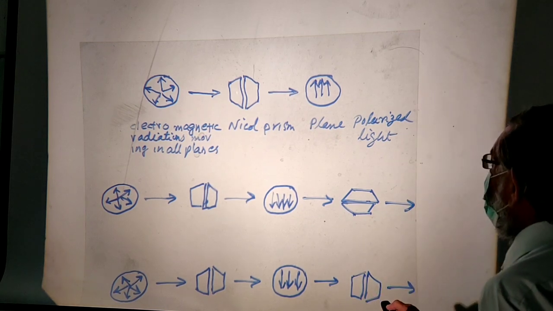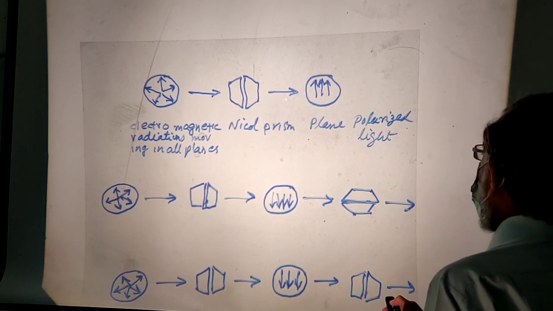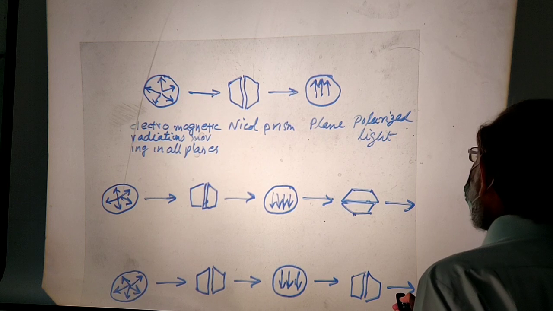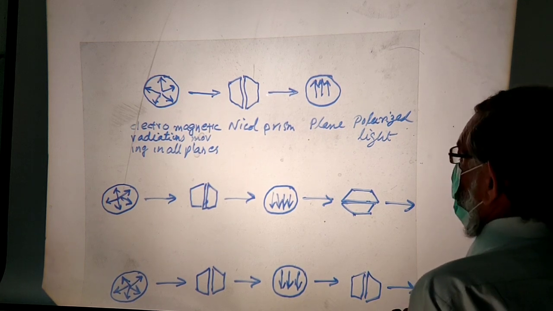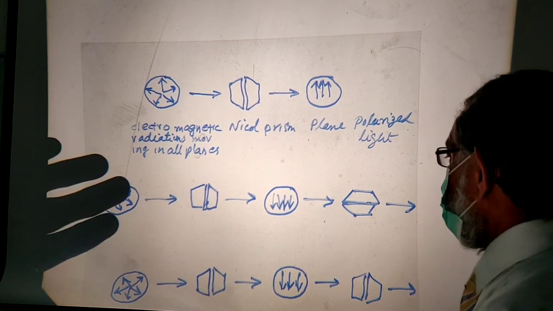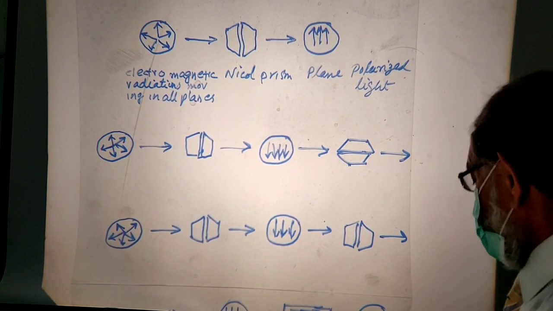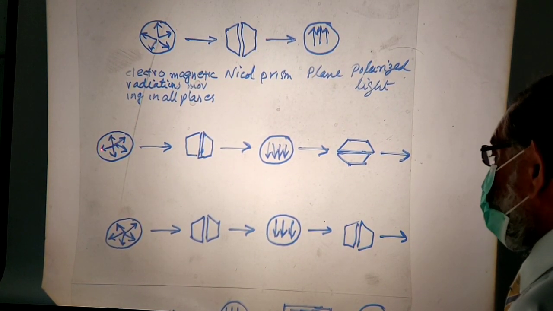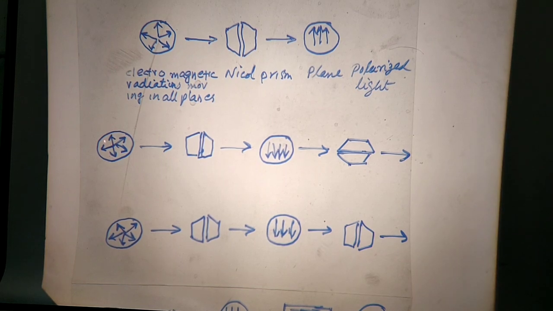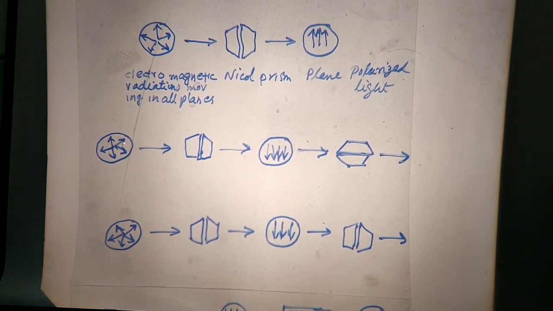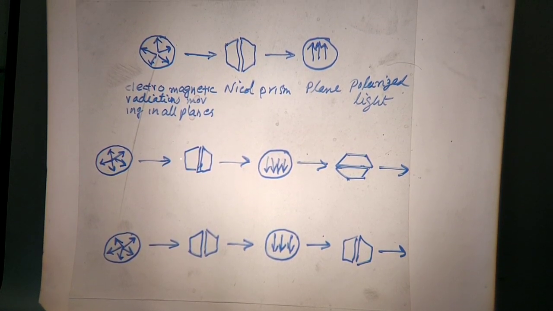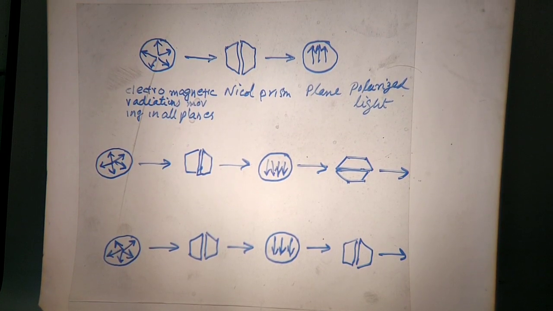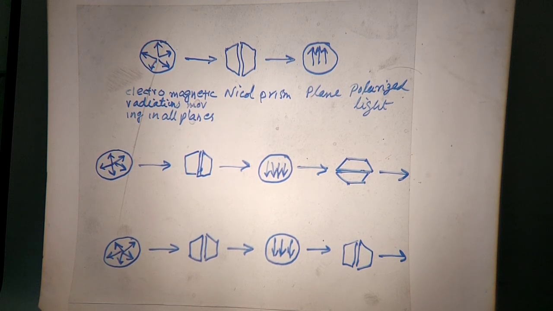Now here we have placed a Nicol prism, and light has been placed on a single plane, that is called plane polarized light. Now in the next diagram, you can see it. Again, this is the same situation. Electromagnetic radiations are passing through the Nicol prism, and they are being converted into one plane.